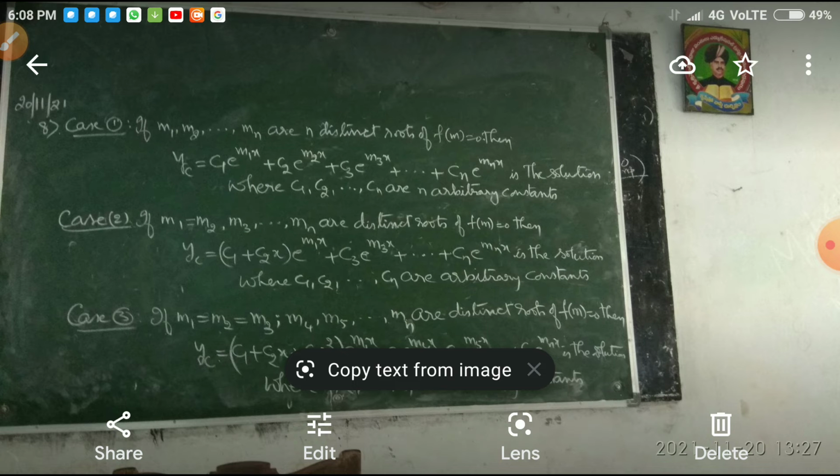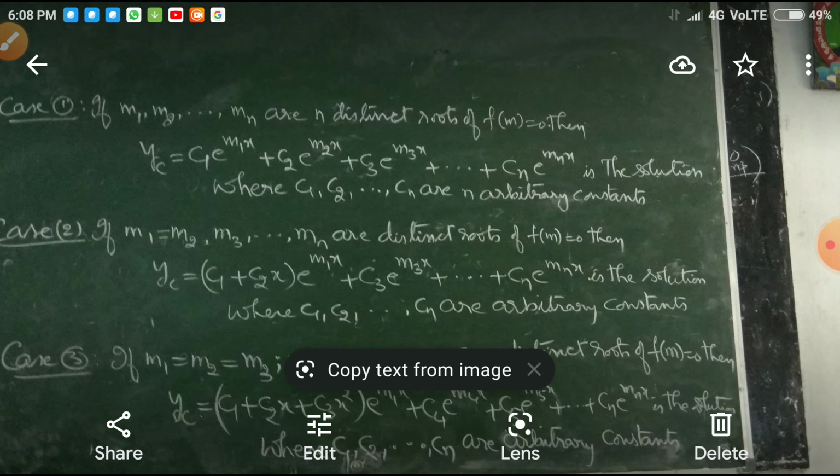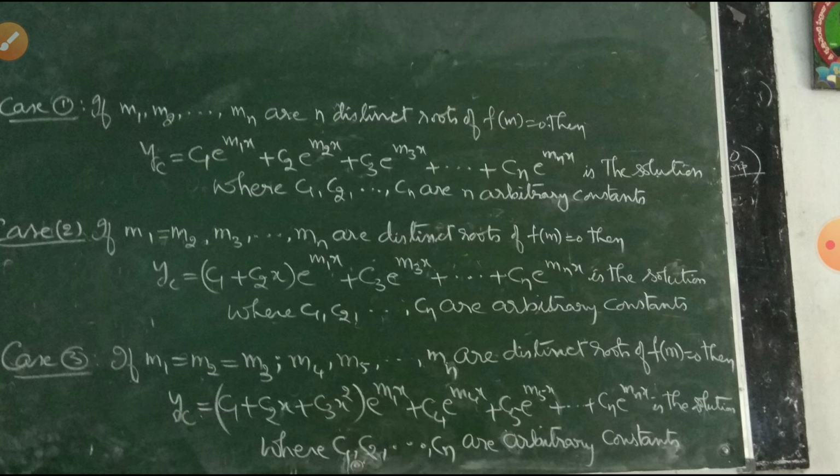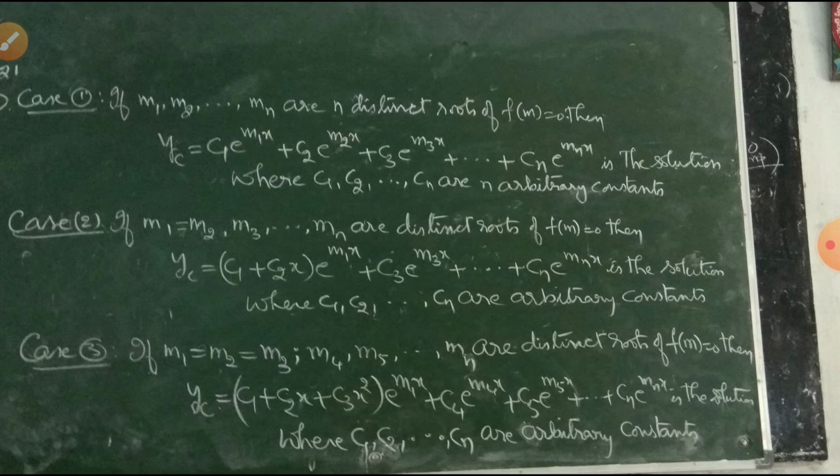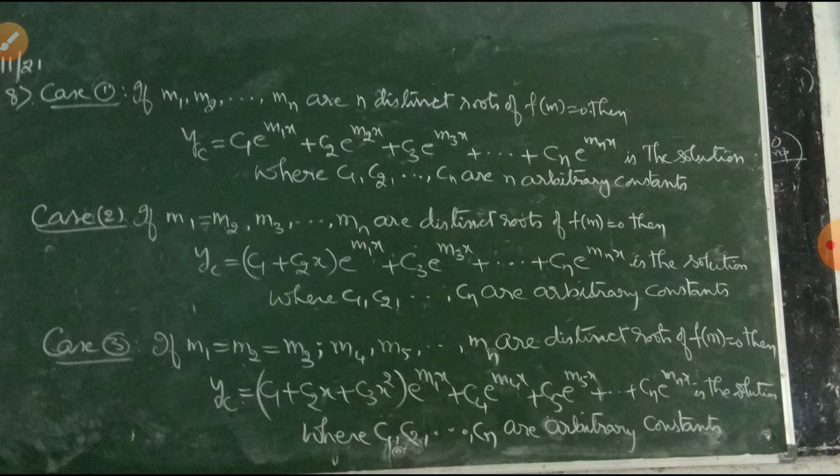If m1, m2, etc., mn are all n distinct roots of f(m) = 0, then yc, the complementary function, is given by c1 e^(m1 x) + c2 e^(m2 x) + c3 e^(m3 x) + and so on + cn e^(mn x). That is called the solution, where c1, c2, etc., cn are all n arbitrary constants.